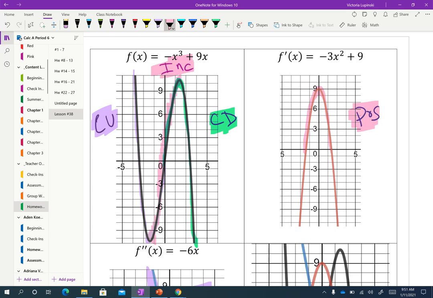Again, I know there's a lot of colors. I'm not really 100% sure on a better way to do this. So then you're going to indicate on the first derivative the locations where it is negative.